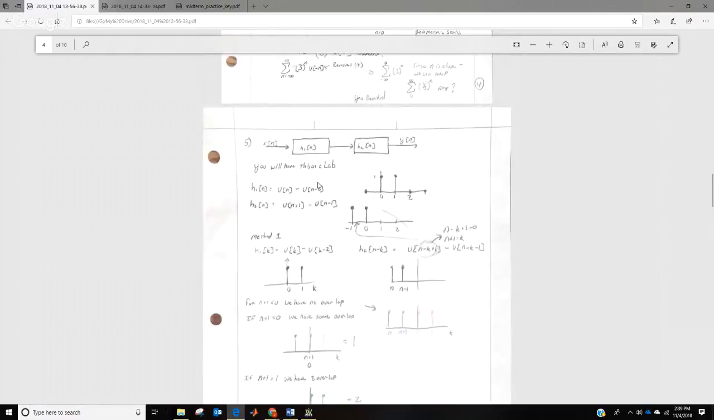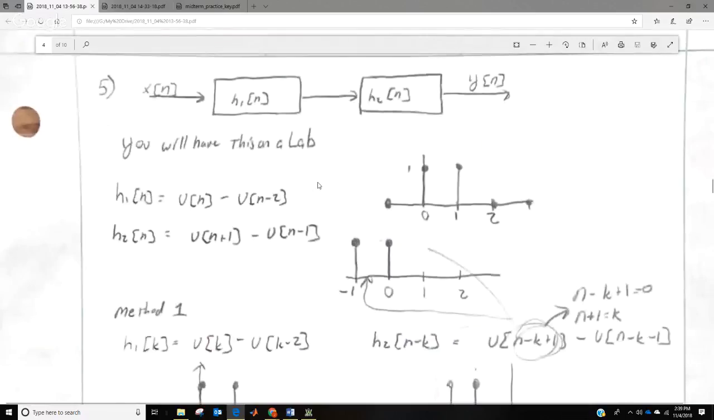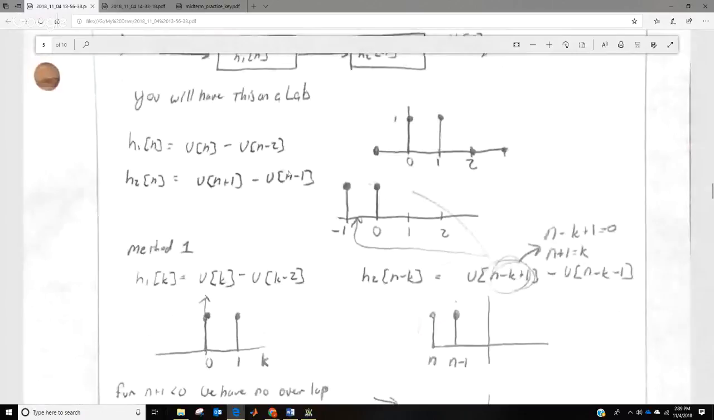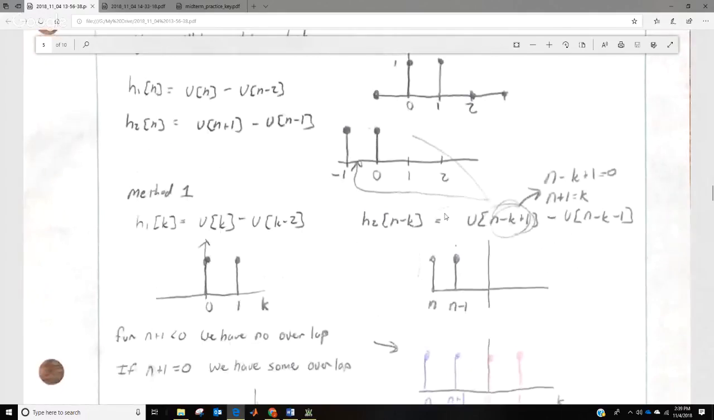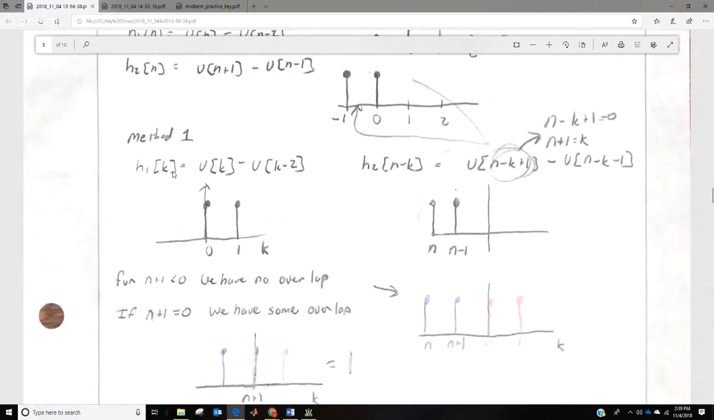So I've done these 2 ways, both graphically and with math. For the graphical method, I just drew out h1 of n and h2 of n. I'm sorry, the zeros are swapped a little bit on the paper. So method 1, we took h1 of n and just swapped all the n's for k's and put it on the k-axis. And for h2 of n, we put h2 of n minus k.